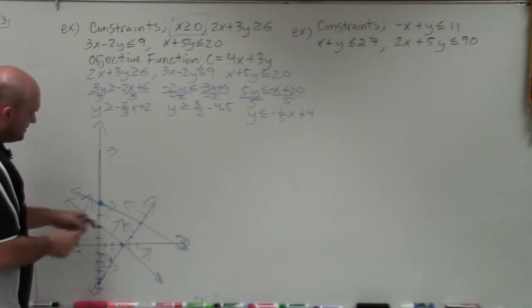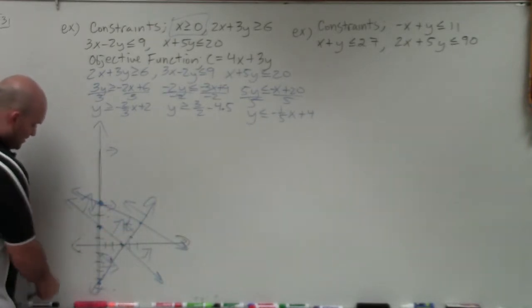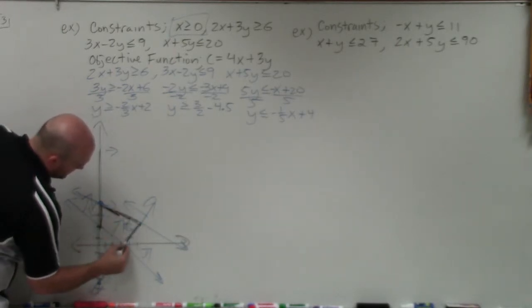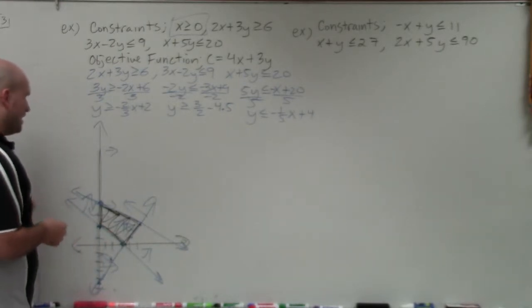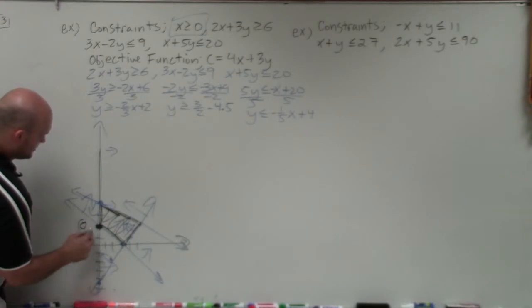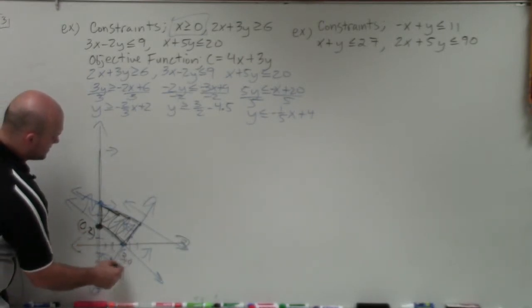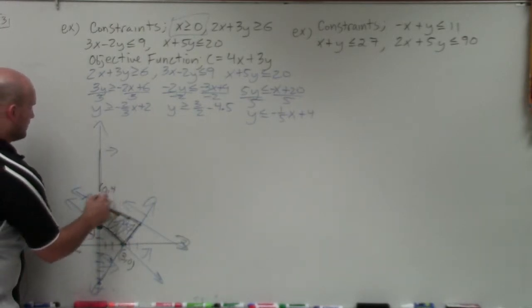OK, so you can see that is my feasible region, which is basically made up of this little polygon here. Now let's go ahead and see what the coordinate points are. Well, we have this first one, which is (0, 2). The next one is (3, 0). This one is (0, 4).